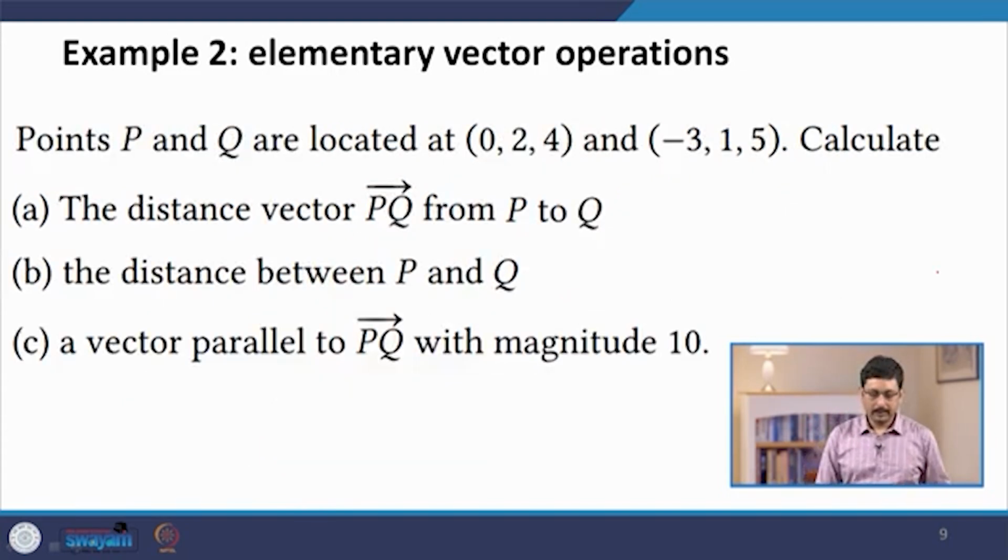The next example is, points P and Q are located at, so the coordinates of 2 points are given. Calculate the distance vector from the point P to Q, the distance between P and Q, and a vector which is parallel to PQ with magnitude 10. Okay, let us do it one by one.